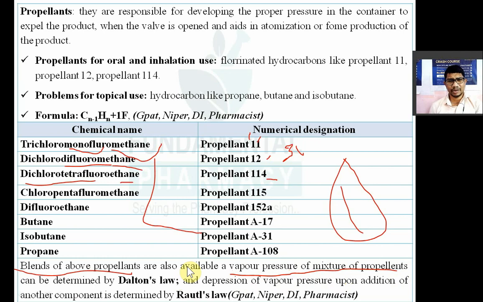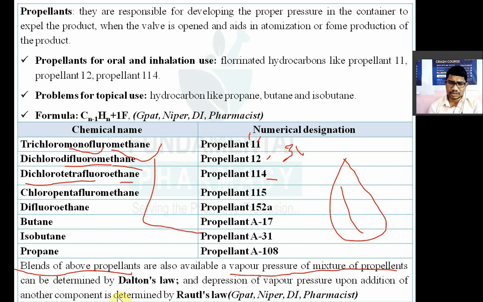So what is vapor pressure? Pressure exerted by a liquid which is in equilibrium with the atmospheric pressure is known as a vapor pressure. Now if you mix two propellants, propellant A will have a different vapor pressure, propellant B will have a different vapor pressure. What is the vapor pressure of final mixture? The vapor pressure of final mixture is nothing but the sum of the individual vapor pressures of the components. So according to Dalton's law, the vapor pressure of final mixture is the sum of the vapor pressures of individual components present in the mixture. इसको बोलते हैं अपन Dalton's law.